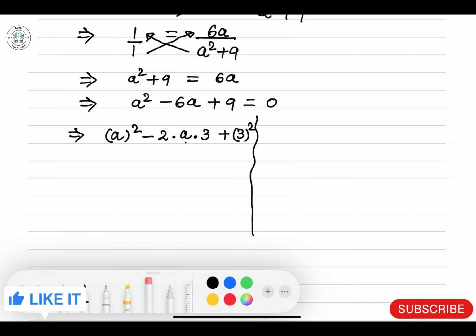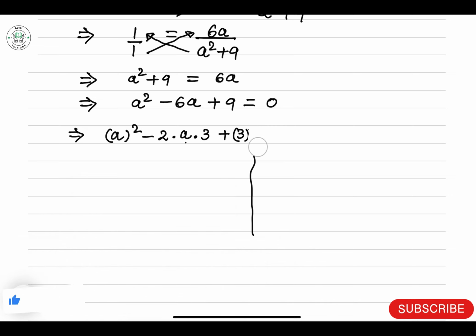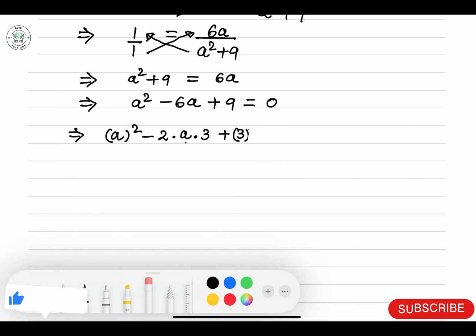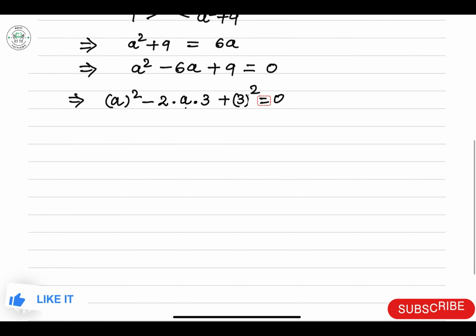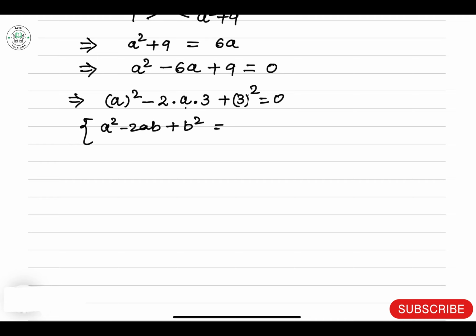Once again, so this one I'm going to erase it. I need a space for that, so it is equals to 0. So now this one is in a formula called a minus b whole square. So I can write here a square minus 2ab plus b square is equals to a minus b whole square. So this formula I'm going to use here.